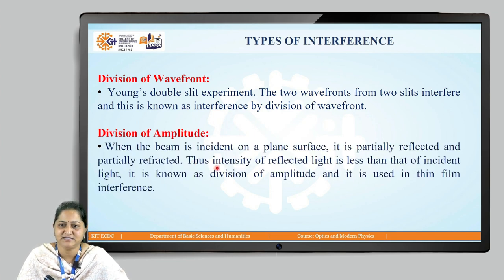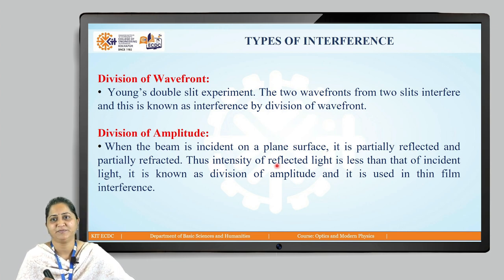So when the beam is incident on a plane surface, it is partially reflected and partially refracted. The intensity of reflected light is less than incident light, so it is called division of amplitude, and this particular interference we can obtain in thin films. So it is used in thin film interference. Simple day-to-day examples of thin film interference are the colored fringe pattern that we observe on soap bubbles, and the colored fringe pattern that we observe on oil films that spread on the road. Generally in rainy days we observe those colored fringe patterns. So these are examples of interference due to thin film.